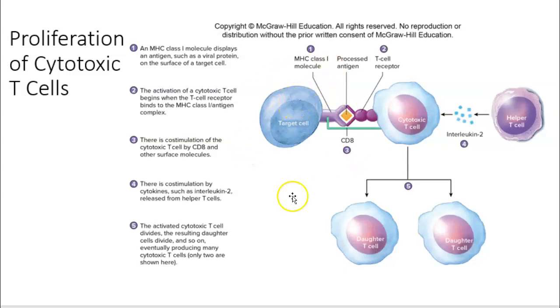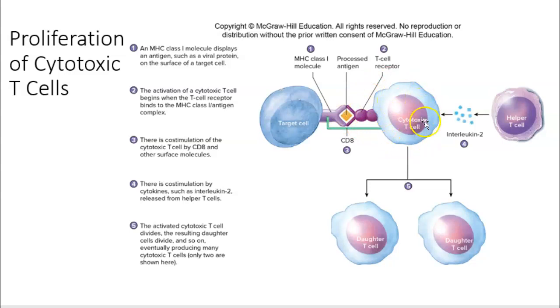So here in cell-mediated immunity, let's take a look at what's happening. Here we have a target cell. This is a cell that has been infected with a foreign invader. It is infected with this virus or whatever the microorganism is. It chops up that virus, creates class 1 molecules, and displays the foreign antigen on the surface of its cell.